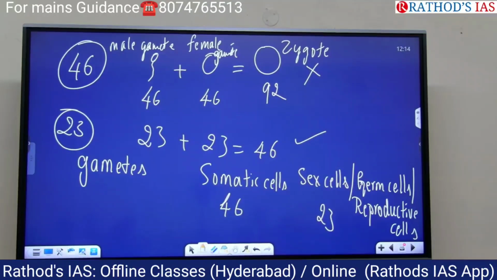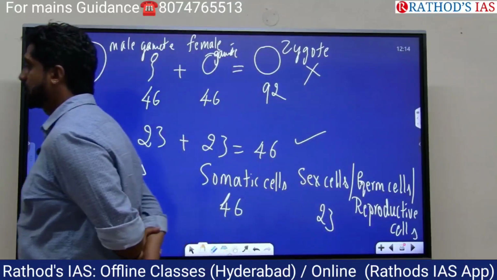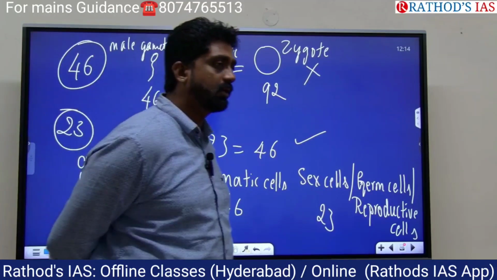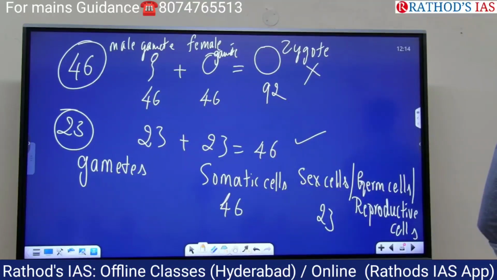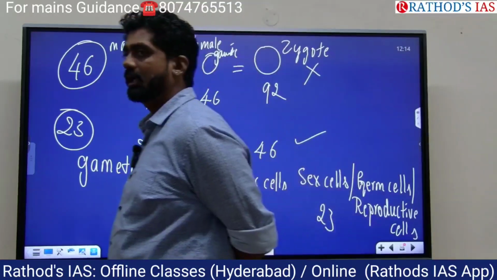So in our body, we can divide cells into two categories. Cells which have 46 chromosomes are called what? Somatic cells or vegetative cells. And cells which have 23 chromosomes are called sex cells or reproductive cells or germ cells. And those are nothing but sperm and egg.